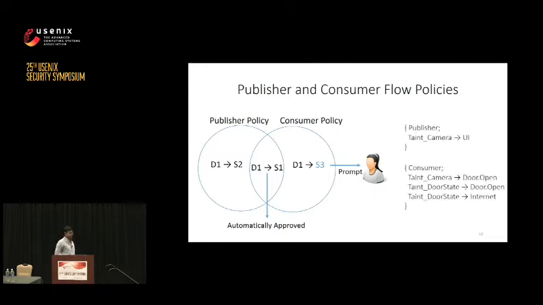So to round out our running example, here is the policy set for our face recognition example. The publisher only allows that the app can show the camera data to the user via the UI, and the consumer needs the three flows of the camera to the door controller, door state to the door controller, and door state to the internet. So in this case, the user would be prompted to approve or deny all of these three flows.